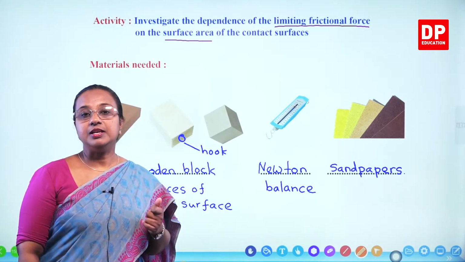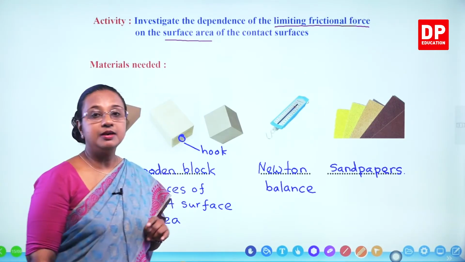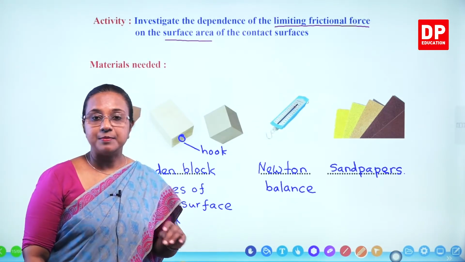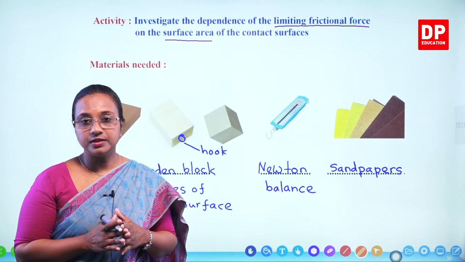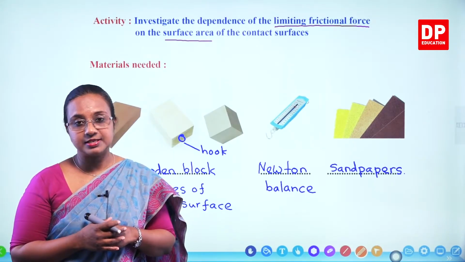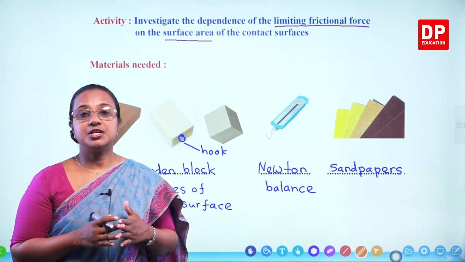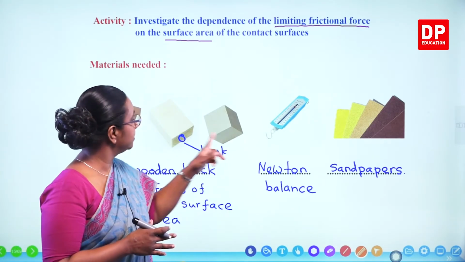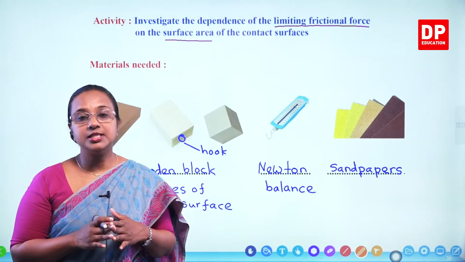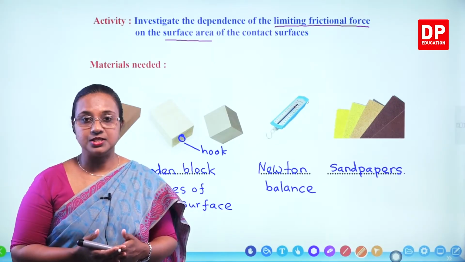So again, we do a similar activity where we attach a hook to the face of a wooden block and we need to paste the sandpaper covering the surface of the wooden block. Here we have to cover three different faces with three different surface areas. As I mentioned before, we can either paste the sandpaper to the wooden block or on the table. Either way, you will get the same observation.